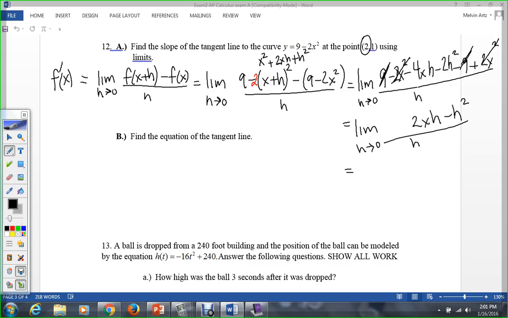Now we can factor out an h. 2x minus h all over h as h goes to 0. We can reduce, and direct substitution gives us 2x. So if we want to find the slope of the tangent line, and I failed to change this along the way, so this would be negative 4, and so this would be negative 4x. Yep, let me clean that up.